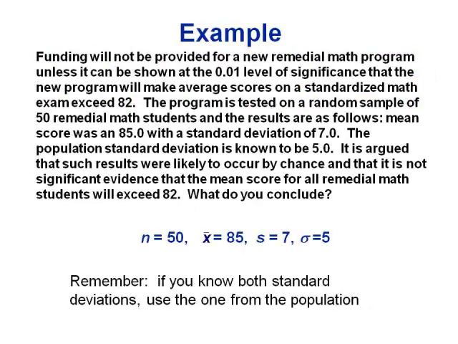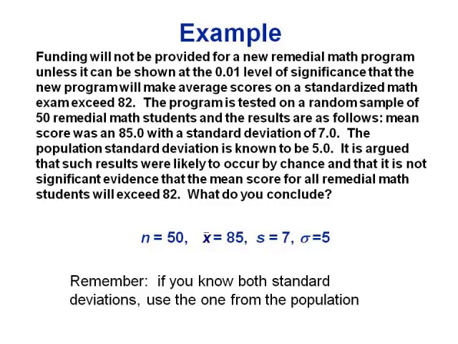This next example gives us 2 standard deviations. Remember that if you have both the population and the sample, the population is the preferable one. So funding will not be provided for a new remedial math program unless, at a 0.01 level of significance, so that's our alpha, it can be shown that the new program will make average scores exceed 82. We've got a sample of 50 students.